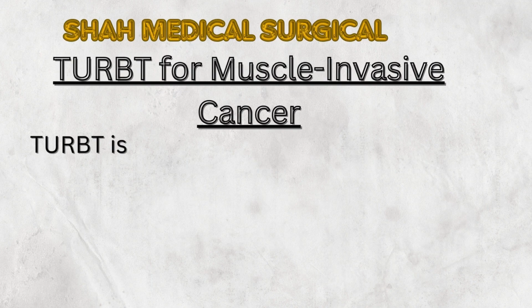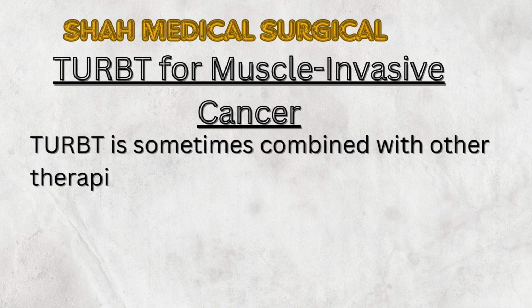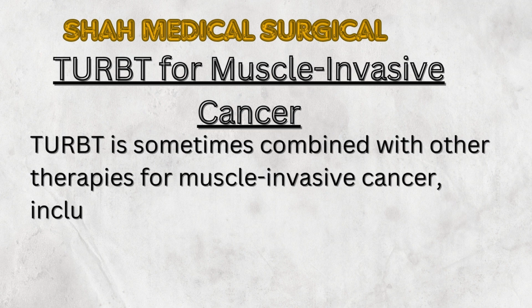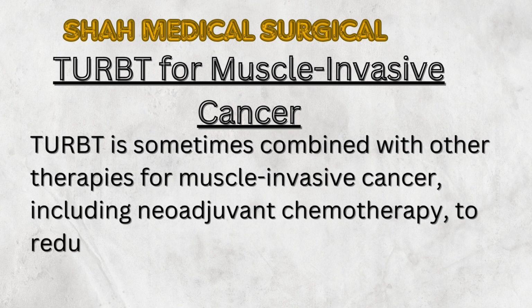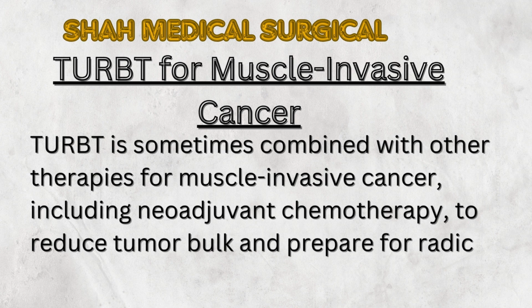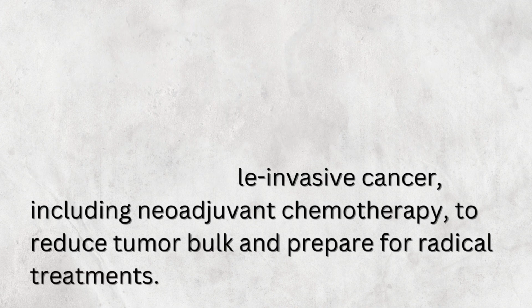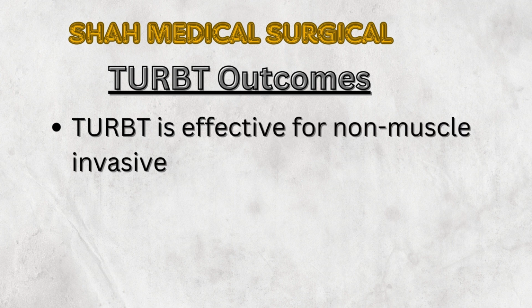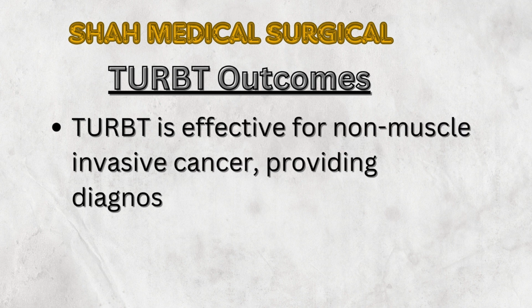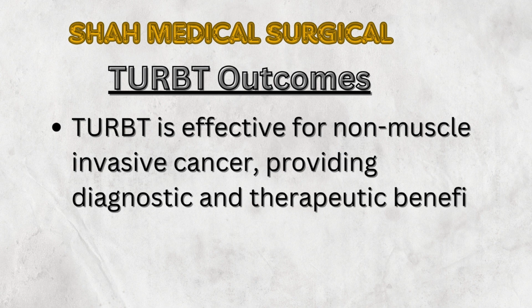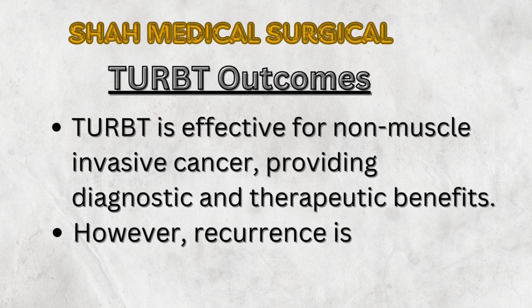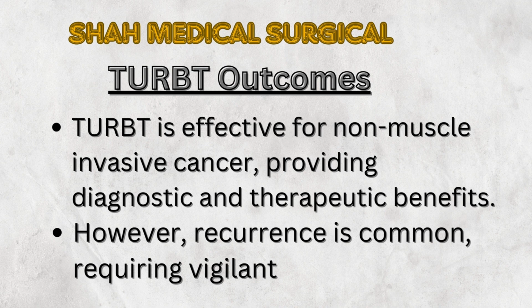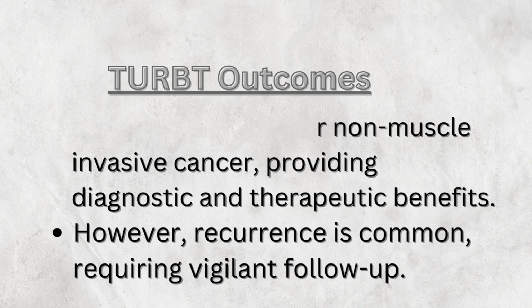TURBT for muscle-invasive cancer. TURBT is sometimes combined with other therapies for muscle-invasive cancer, including neoadjuvant chemotherapy, to reduce tumor bulk and prepare for radical treatments. TURBT outcomes. TURBT is effective for non-muscle invasive cancer, providing diagnostic and therapeutic benefits. However, recurrence is common, requiring vigilant follow-up.